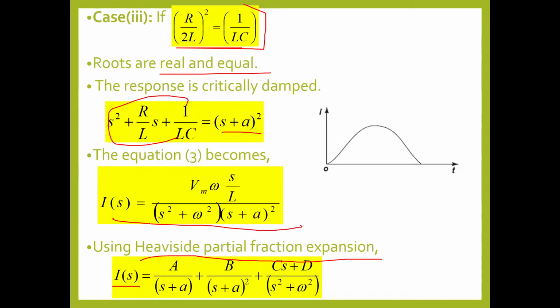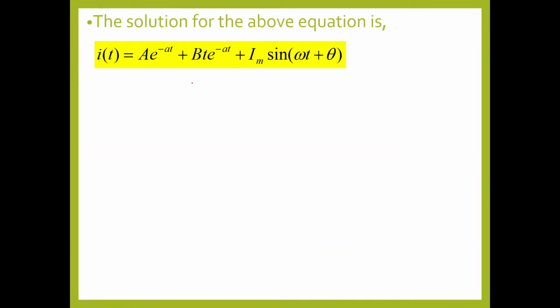Vm ω s / L times (s²+ω²)(s+a)². By partial fractions, I of s is equal to A/(s+a) + B/(s+a)² + (Cs+D)/(s²+ω²). Now go for the inverse Laplace transform, and you will get i(t) = A e^(-at) + B t e^(-at) + Im sin(ωt + θ). So these are the three cases for the RLC circuit using Laplace transformation.